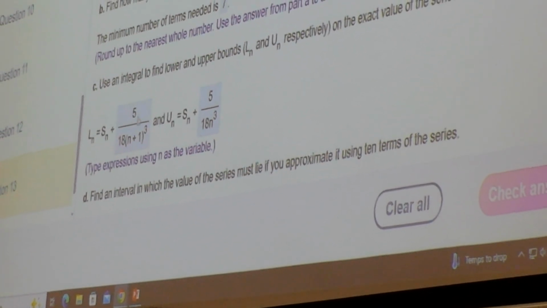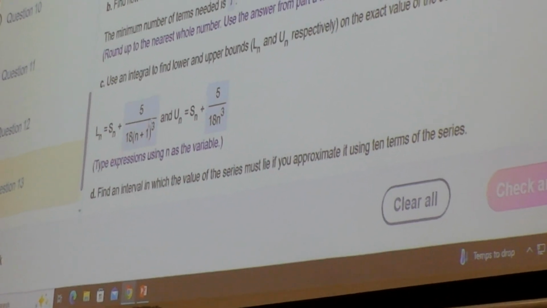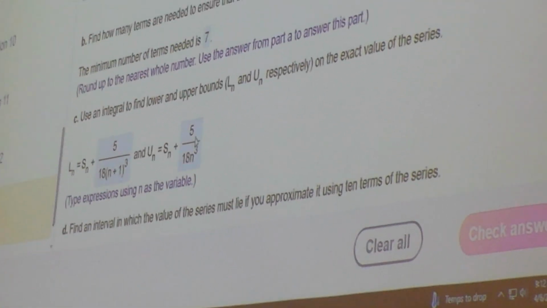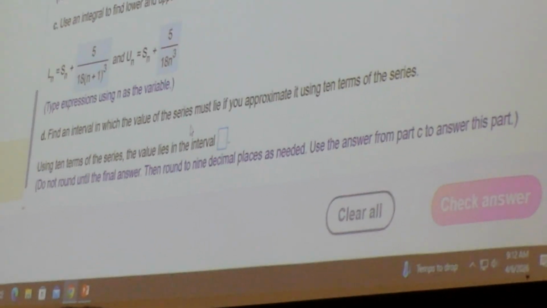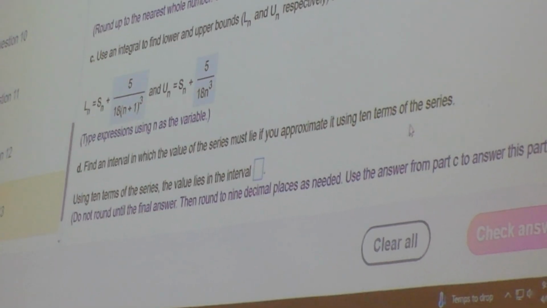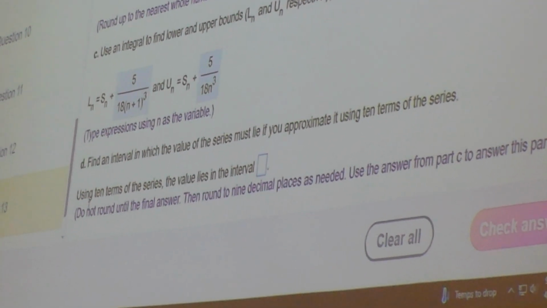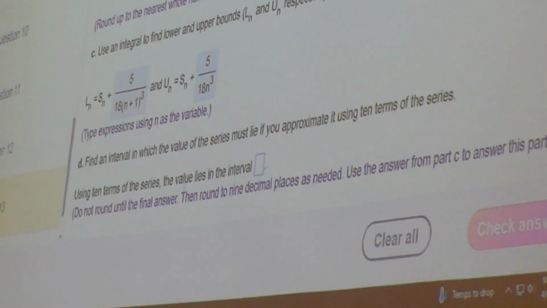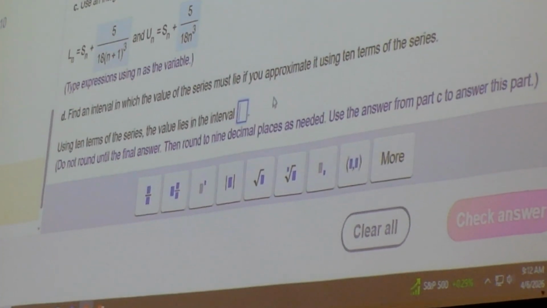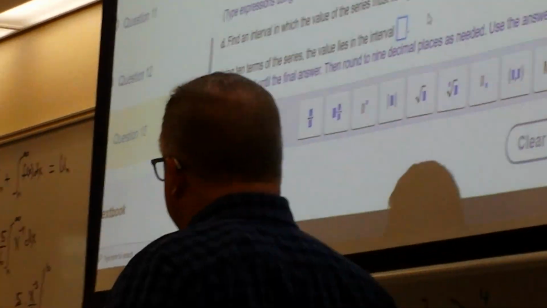So now we have an expression to find the lower bound of our remainder, and we have one for the upper bound. Now look what this says. Find an interval in which the value of the series must lie if you approximate it using 10 terms of the series. Using 10 terms of the series, the value lies in the interval. Okay.